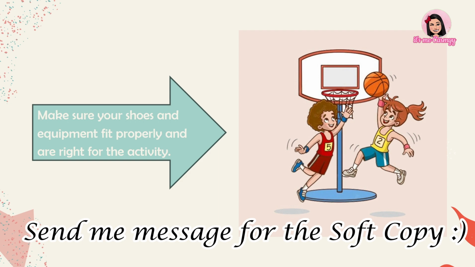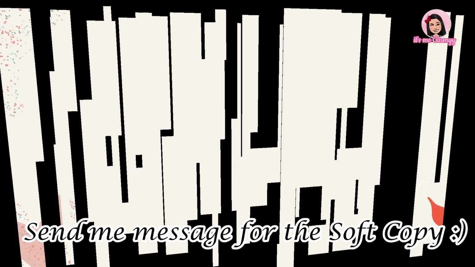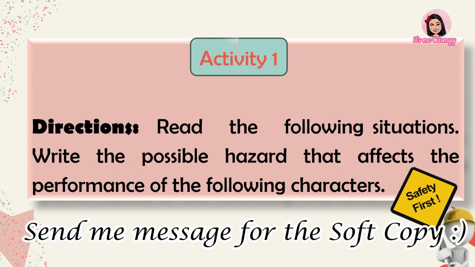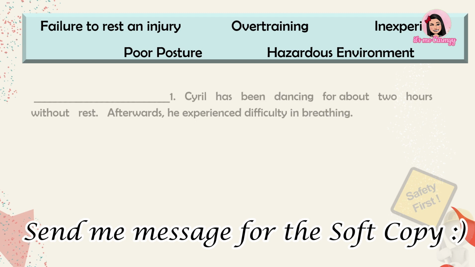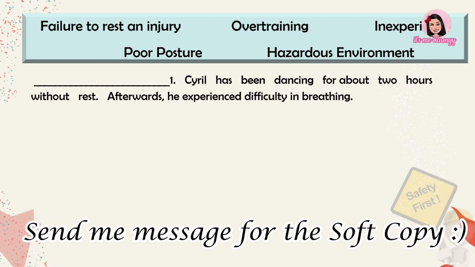Now let's proceed with our Activity 1. Read the following situations and write the possible hazard that affects the performance of the following characters. Here are the choices in the box: failure to rest and injury, overtraining, inexperience, poor posture, and hazardous environment. For the first one, Cyril has been dancing for about 2 hours without rest. Afterwards, he experienced difficulty in breathing. What is the answer?